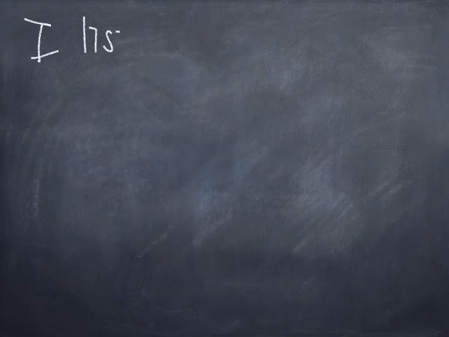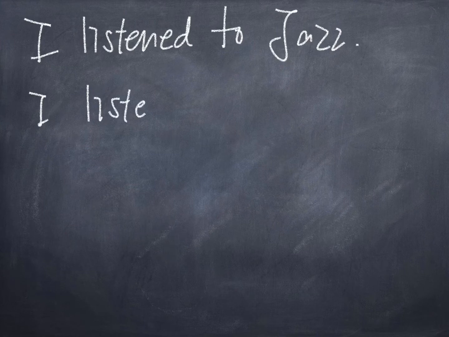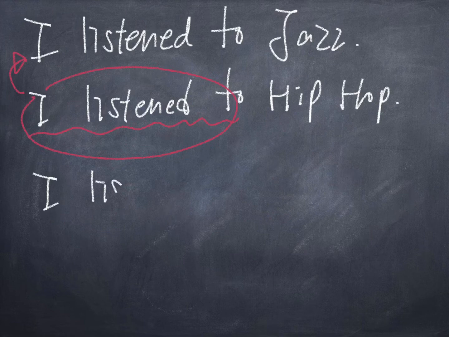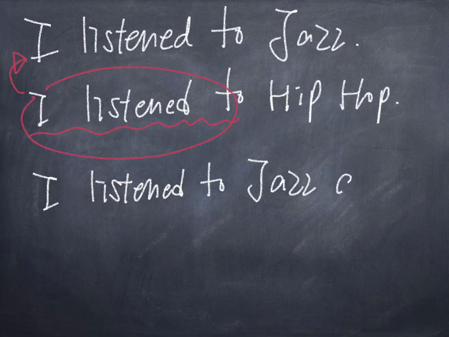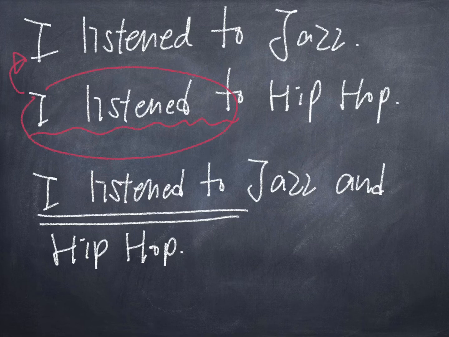So, for example, look at the two sentences. The first one is I listened to jazz. The second one is I listened to hip hop. You can see that in sentence number 1 and 2, there are three words that are the same, which is I listened to. So when we use the connective and to connect the sentences, we can leave these three words out. We don't need them in the second part of the sentence. So the sentence would be, I listened to jazz and hip hop.